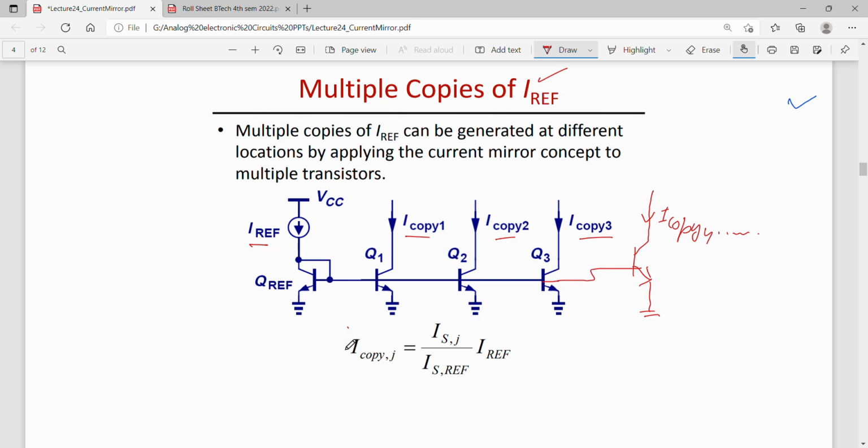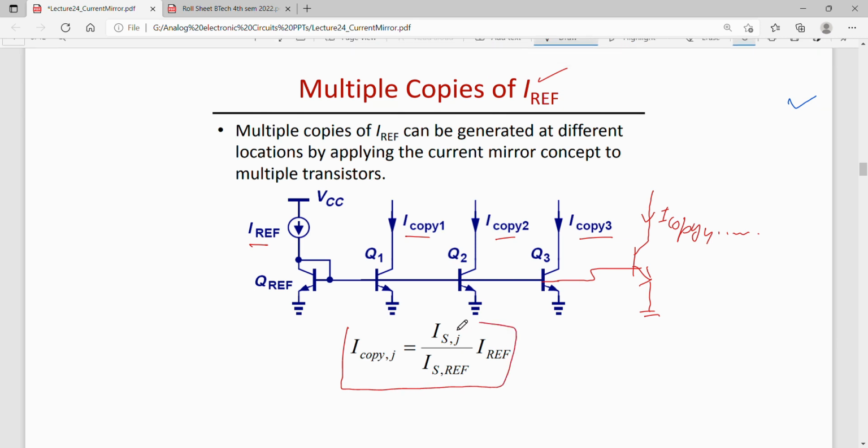So one can write a general equation for current, that is, I copy J is the saturation current of J divided by the saturation current of the reference transistor, multiplied by IREF.